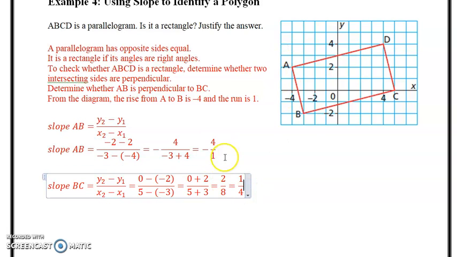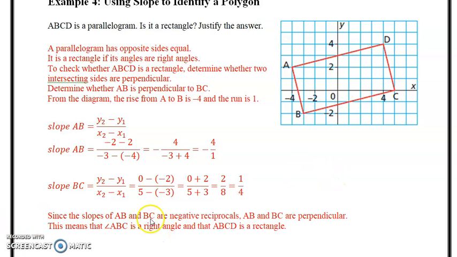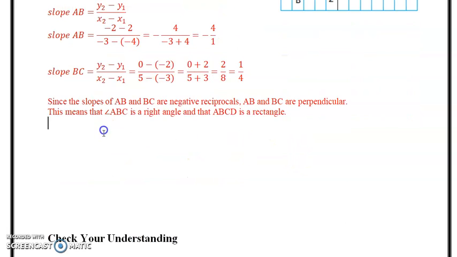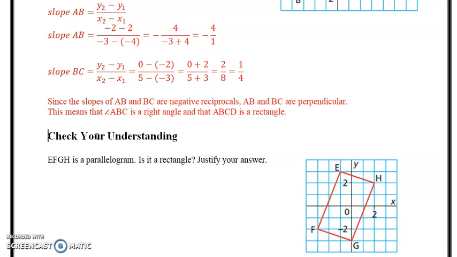So they are indeed negative reciprocals of one another, and therefore they are perpendicular lines. Therefore, we do indeed have a rectangle. Since the slopes of AB and BC are negative reciprocals, AB and BC are perpendicular, that means that angle ABC is a right angle, and that means ABCD is indeed a rectangle because it has a 90-degree right angle. There's a check your understanding question that you guys can do.